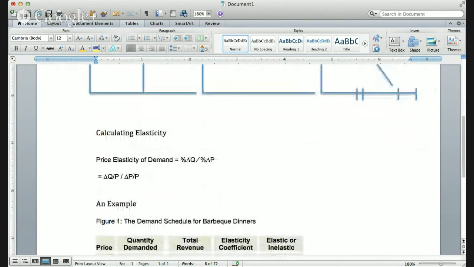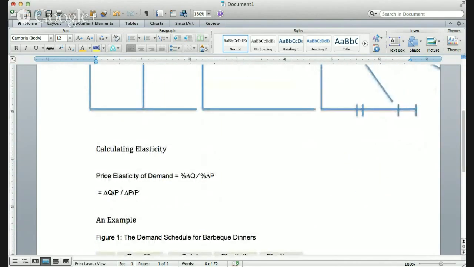Now let's move down here to understand the formula, because for many of you, you have to take this a step further than understanding, and you actually have to calculate it. Well, price elasticity of demand is simply calculated as the percent change in quantity divided by the percent change in price.